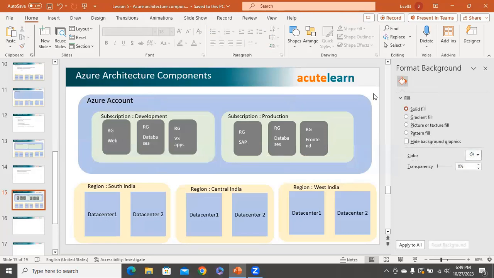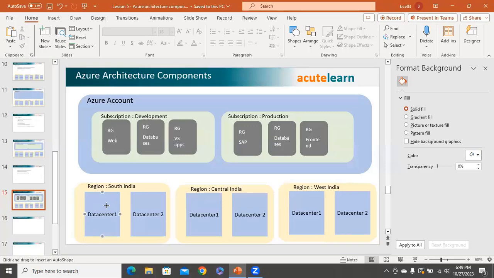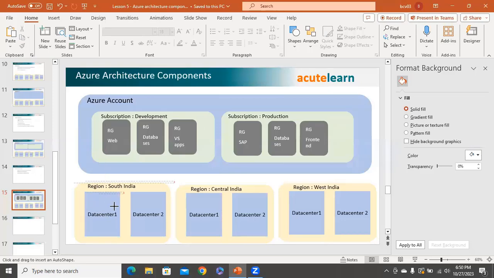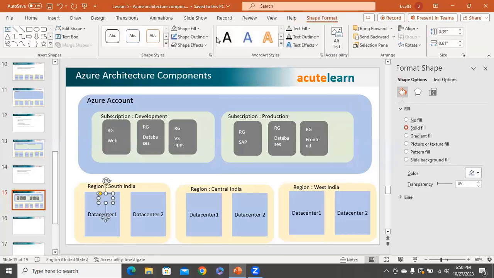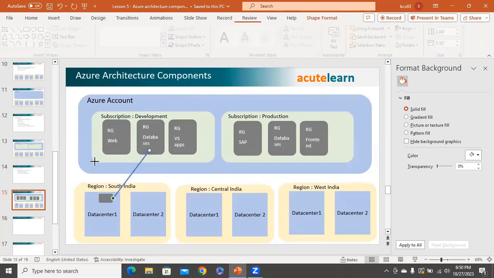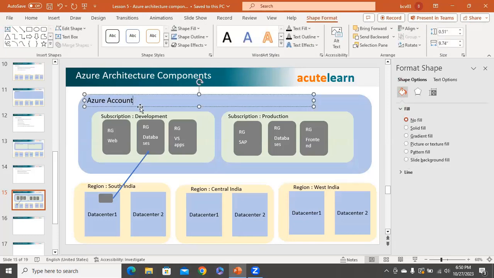So when we create a resource, the resource will actually sit in any one of the regions. Logically, the resource is sitting in South India, and is part of a resource group called database. And this resource group is part of a subscription called development. And this subscription is part of a tenant, or I would say an account.